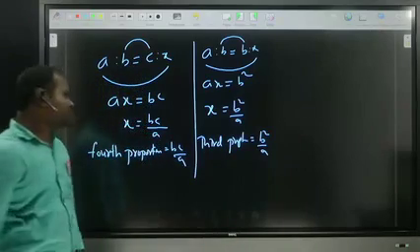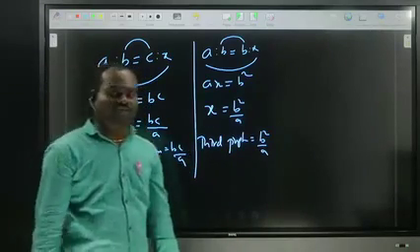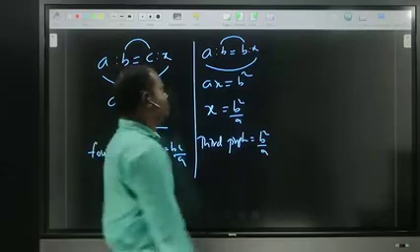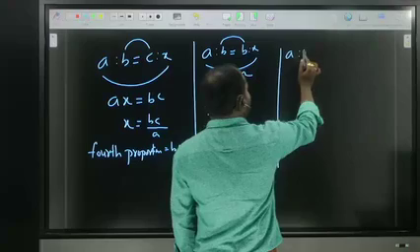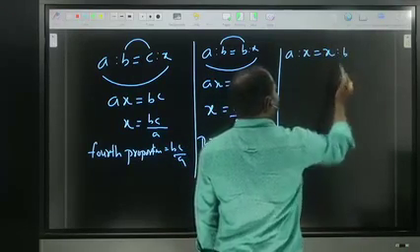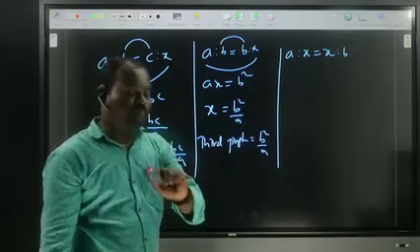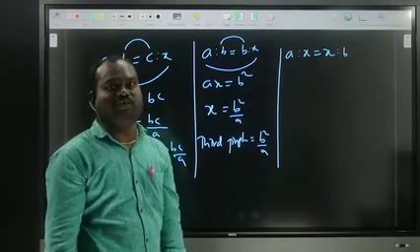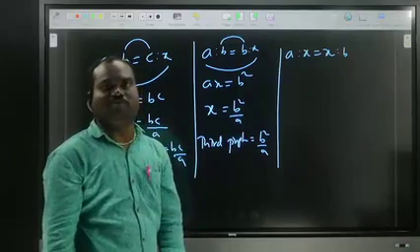What is the fourth proportion? BC by A. The third proportion? B square by A. Right? Now, if the question is A is to X equals X is to B, here X is at the mean position. That's why X is called the mean proportion.